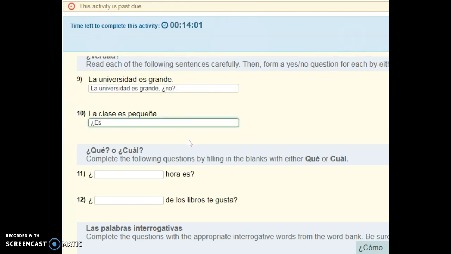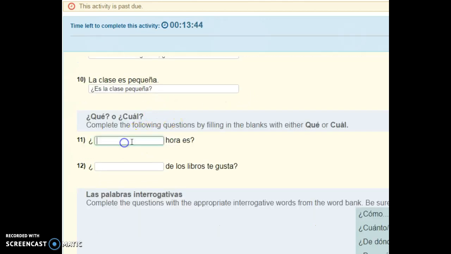Okay. Here we're going to invert the subject and the verb. Our subject is la clase, so we're going to put the verb before the subject. Es la clase pequeña. Okay, or we could say la clase es pequeña, ¿sí? And use the tag question there. Okay, sorry, this is going long, but ¿qué or cuál?